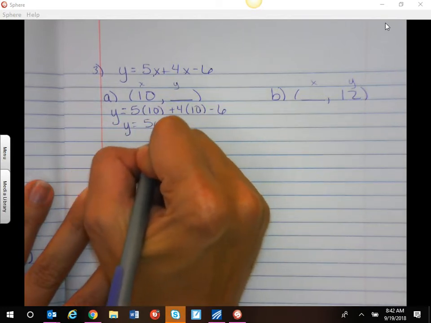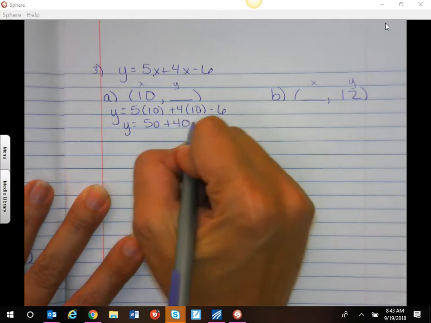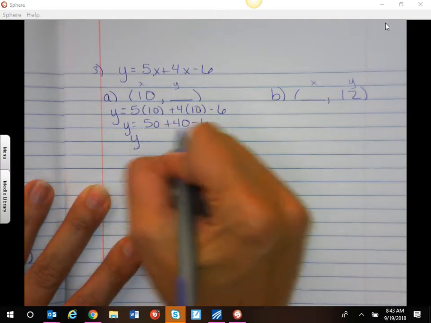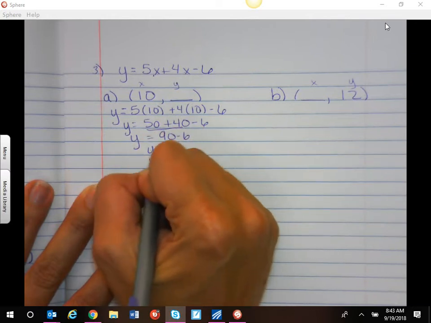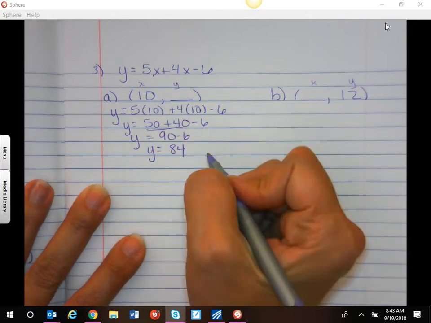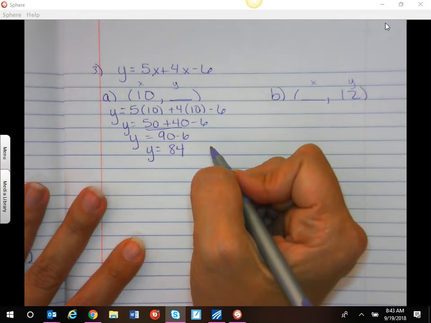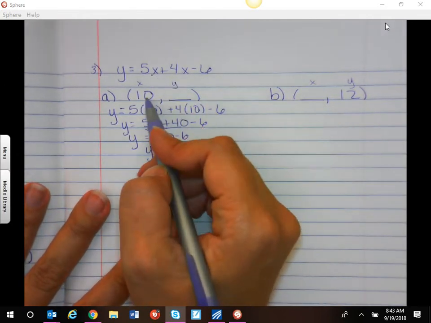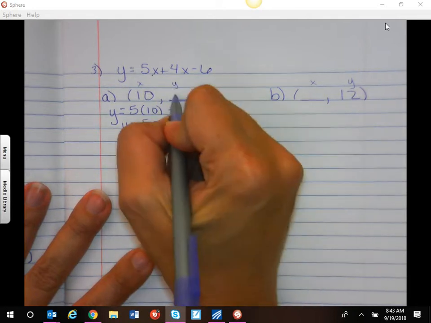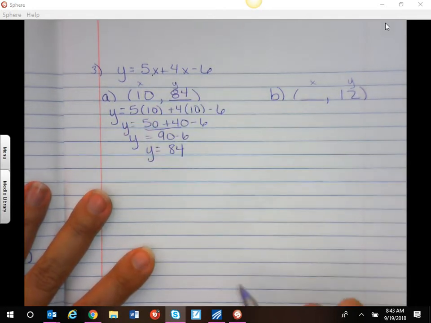5 times 10 is 50. 4 times 10 is 40. And it's simply using my order of operations. 90 minus 6, I get 84. So what that means is, when I graph this equation, I will have the coordinate (10, 84) on my line.